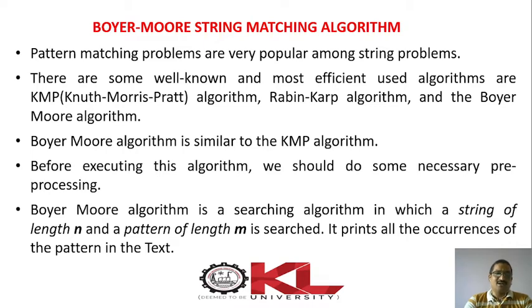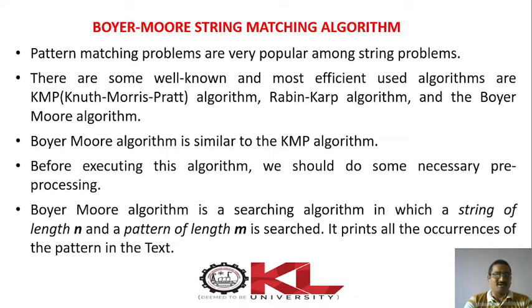There are some well-known and most efficient algorithms like the KMP algorithm. Next class we will talk about the KMP algorithm, that is the Knuth-Morris-Pratt algorithm, the Rabin-Karp algorithm, and the Boyer-Moore algorithm. This Boyer-Moore algorithm is very similar to the KMP algorithm, but the application is quite different between Boyer-Moore and KMP.